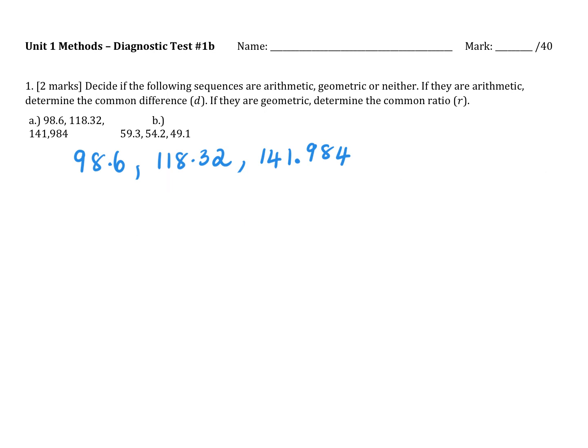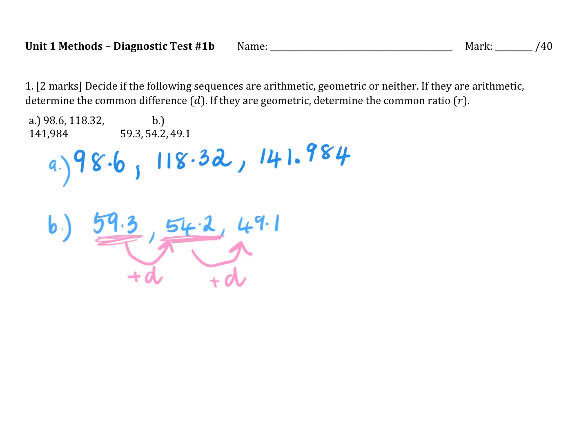The second sequence that we've got, part B, is 59.3, 54.2, 49.1. First thing I'm checking is to see if it's arithmetic. If it is arithmetic, then we're adding d both times. So let's work out the difference between these terms. First time I'm going to say 54.2 minus 59.3, and that is negative 5.1. Let's see if it's the same thing this time when I say 49.1 minus 54.2. Type it in my calculator. And that there is negative 5.1.